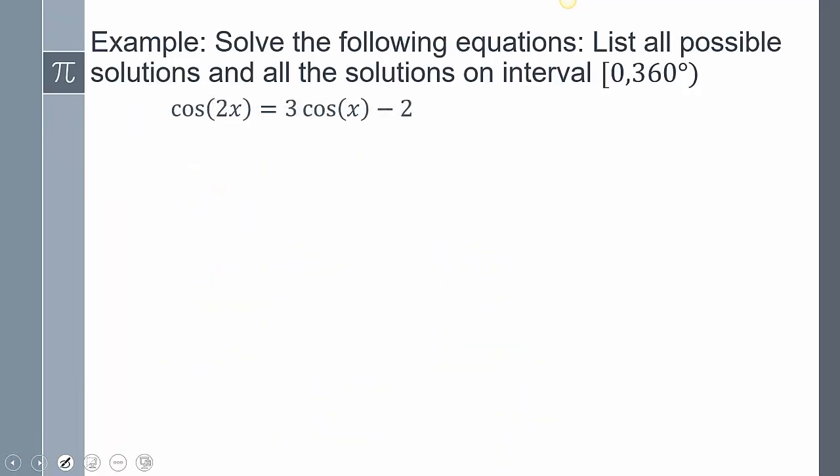So I have cosine of 2x, but this is just an x. So again, I can't really combine things together just yet. So what are my double angle identities for cosine? I have cosine squared minus sine squared. Okay, that doesn't help me because then I have sines and cosines. I have 2 cosine squared minus 1. That will help me because now everything is going to be cosines. So I can replace this with 2 cosine squared x minus 1.